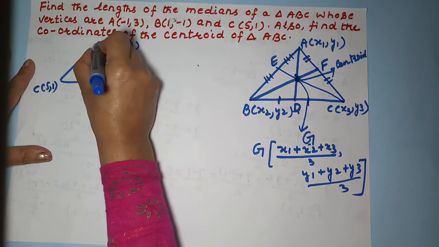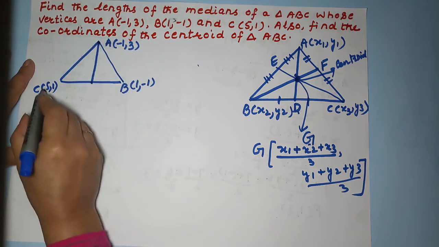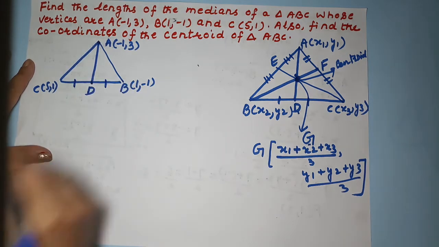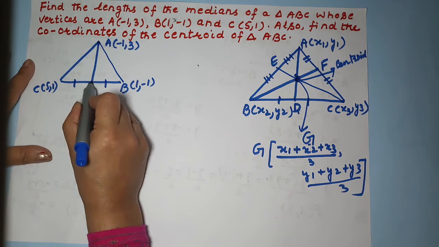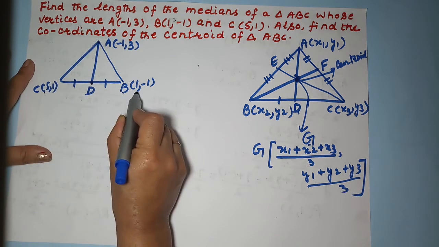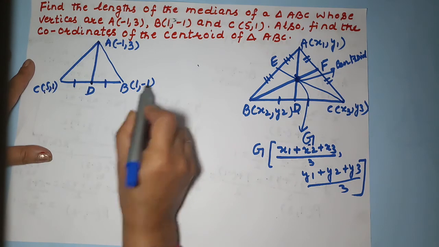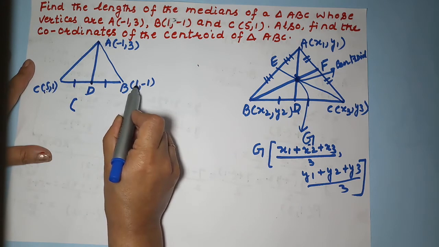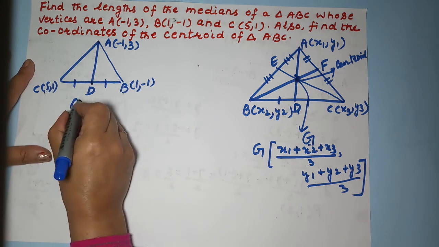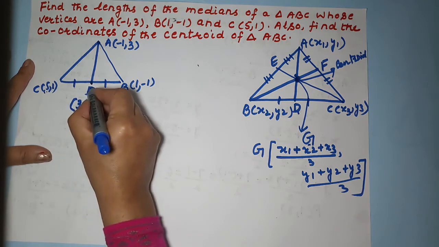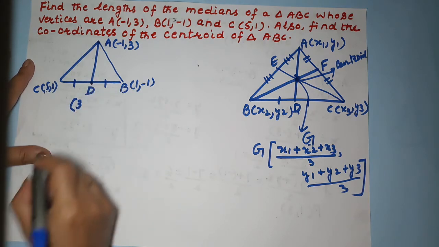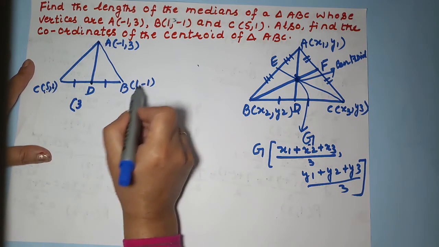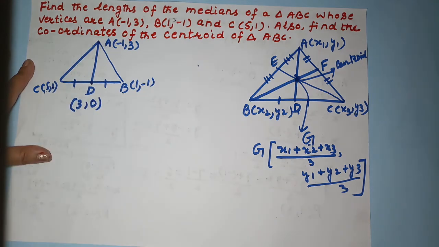Lengths of the medians means if we drop a median from A to CB as D, then D will be the midpoint of this side. Now I know how to calculate this midpoint D. How? (x1 plus x2) by 2 and (y1 plus y2) by 2. So here what will be my coordinates of D? 5 plus 1 is 6, 6 divided by 2 is 3. So I got the x coordinate of this point as 3. Then y coordinate, 1 plus -1, that becomes 0 by 2. So this becomes (3, 0).